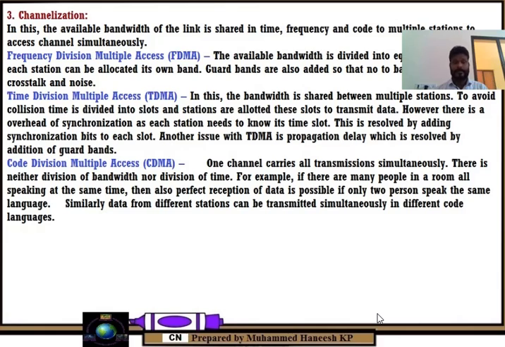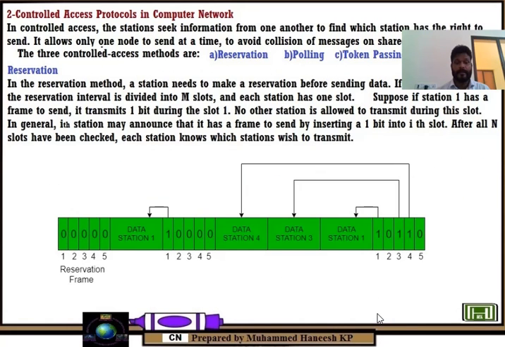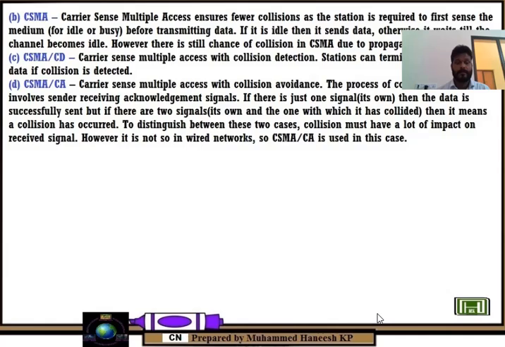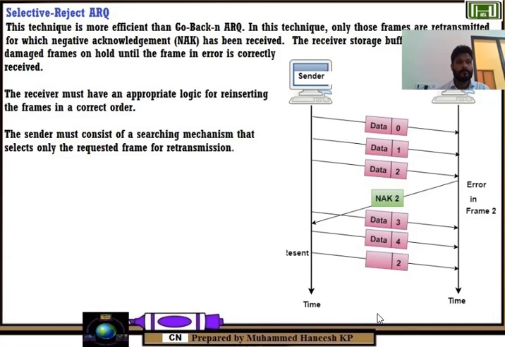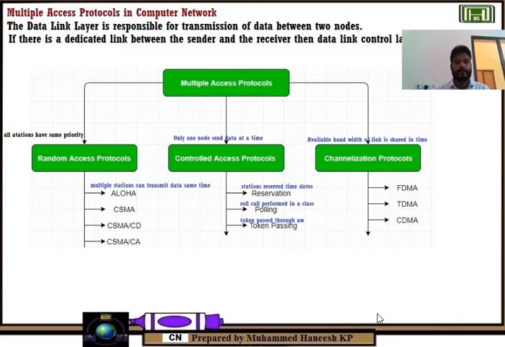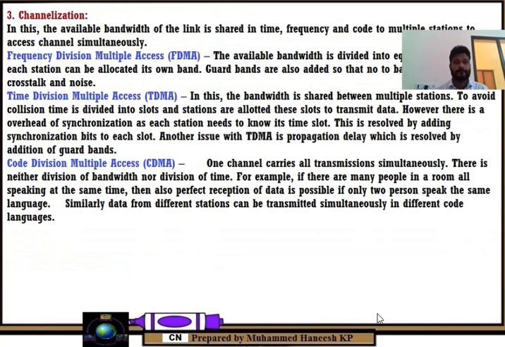Now the third protocol type, channelization protocol. In this, the available bandwidth of the link is shared in time, frequency and code among multiple stations to access channels simultaneously. This is the first slide I showed you, the multiple access protocols. Now the third type, channelization protocol. In this, we have frequency division multiple access, time division multiple access, and code division multiple access.